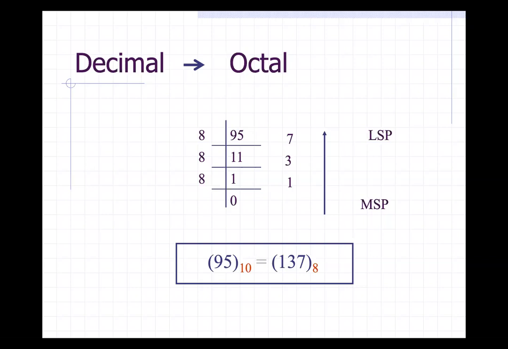And another 8: 11 divided by 8, our value is only 1. Then this value is 3. Then this is small. If it is small, then another divide by 8 gives 0. This one transfers to this. 8 divided by 1 is not possible, so our final result is 0. So 0 into 8 means 0. Then our 1 is the rest value. Now our result is 137, this is the octal value. So 95 is your decimal value, and the octal value is 137.